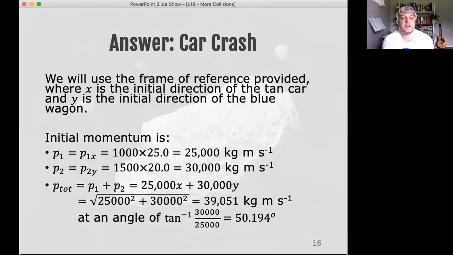The total momentum then is just the addition of both of those, 25,000x plus 30,000y. That is our total momentum, our initial total momentum. Therefore, the magnitude, Pythagoras tells us it's 39,051 kilogram meters per second, and trigonometry tells us it's at an angle of 50.194 degrees to the horizontal x-axis.